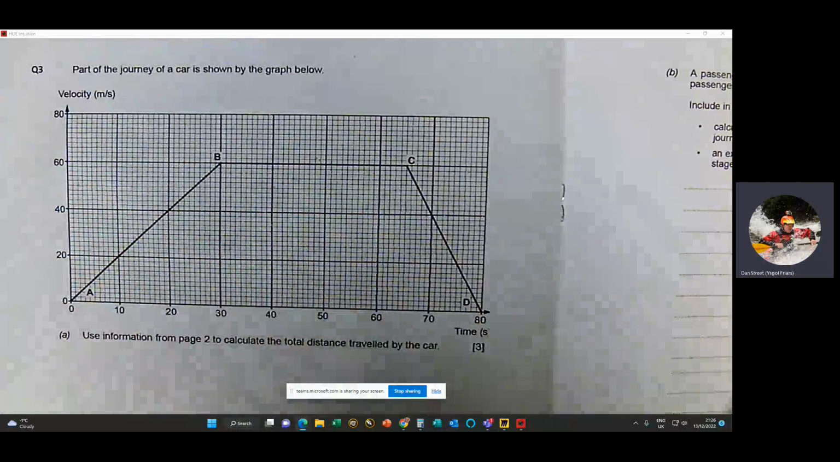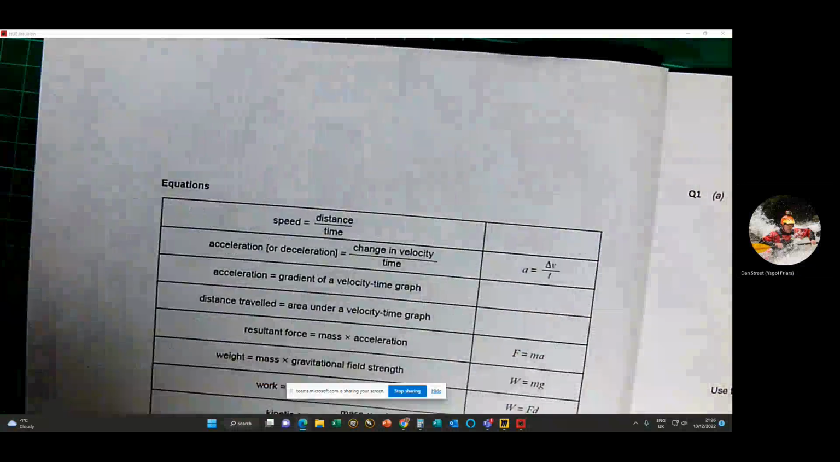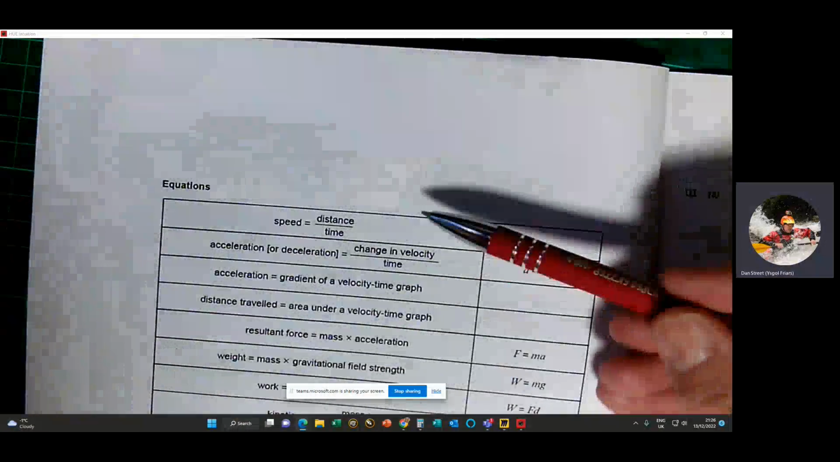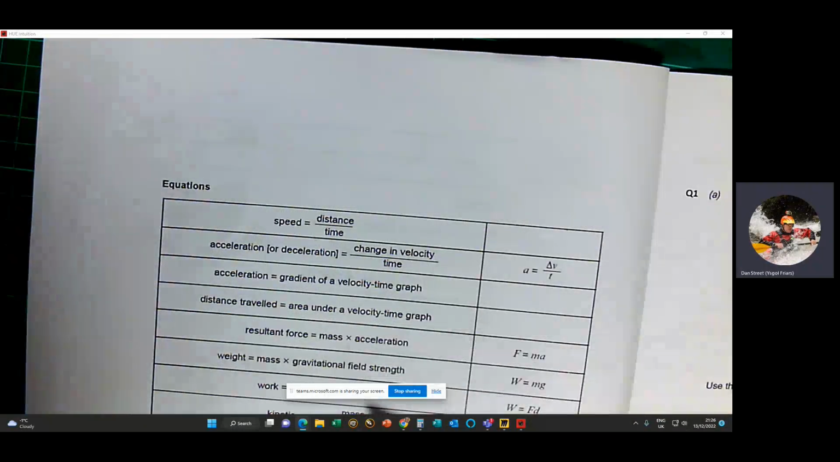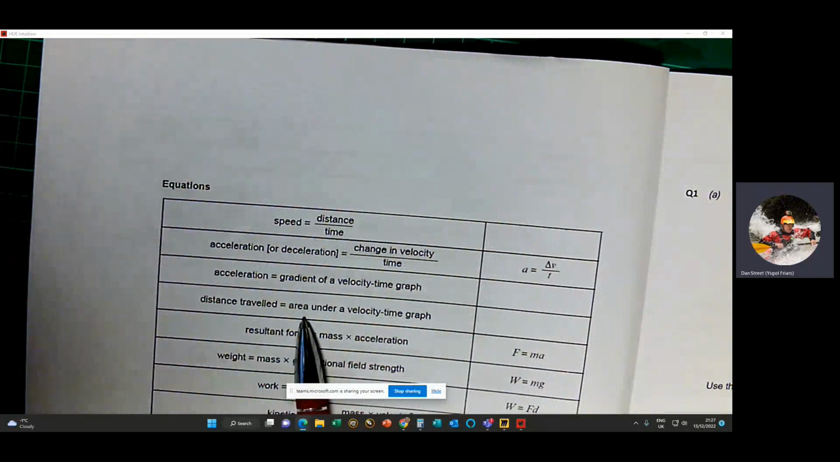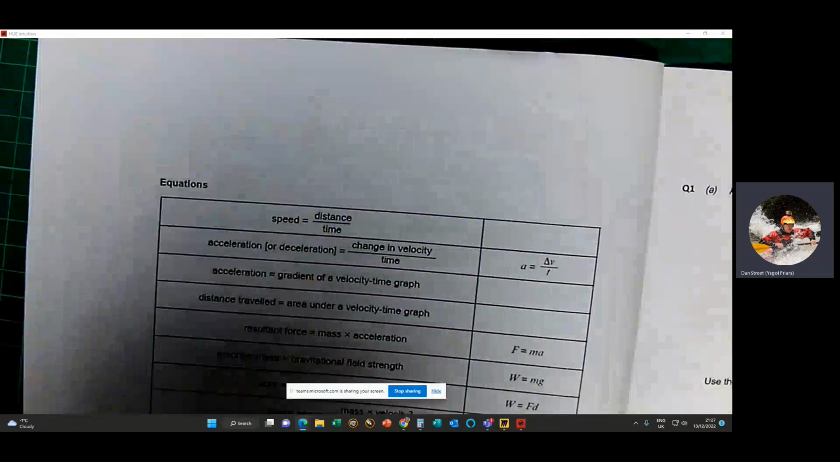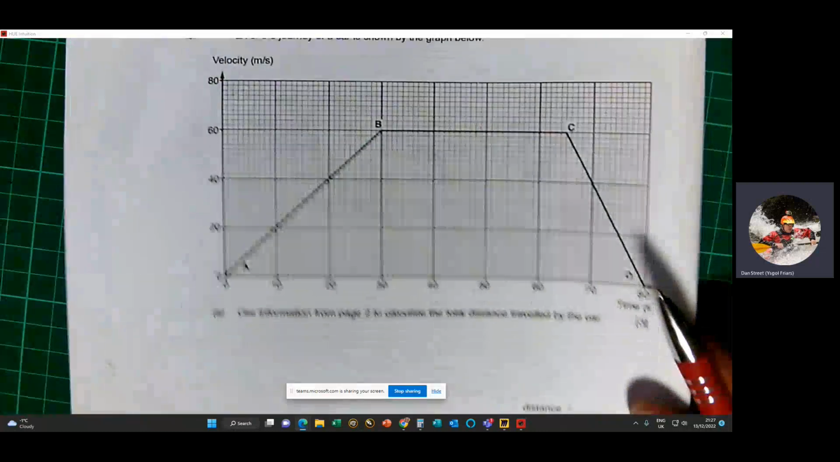Okay, so the total distance, if we look back at the equations, is going to be given. If we look down the list, we're looking for total distance. Distance travelled is the area under a velocity time graph. So it's not an equation as such, it's a little bit of work that we have to do to work that out.